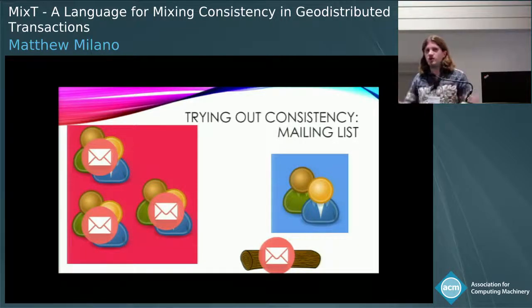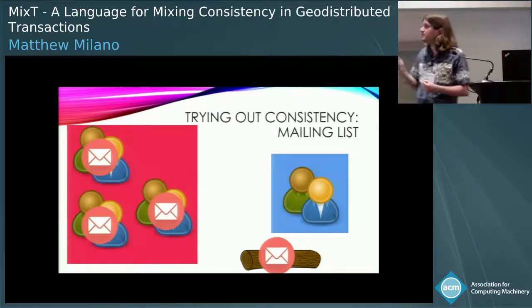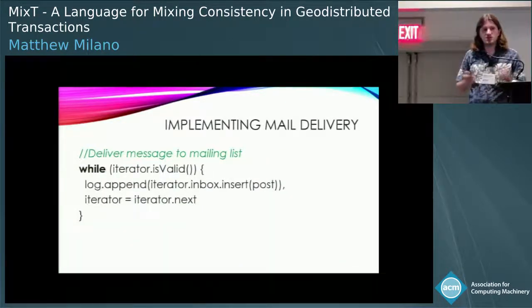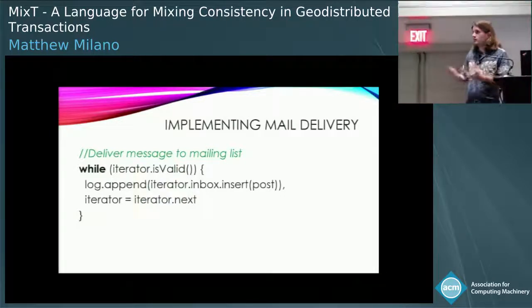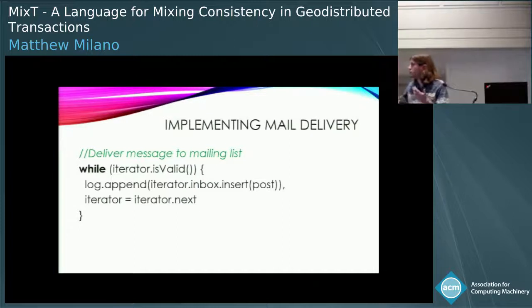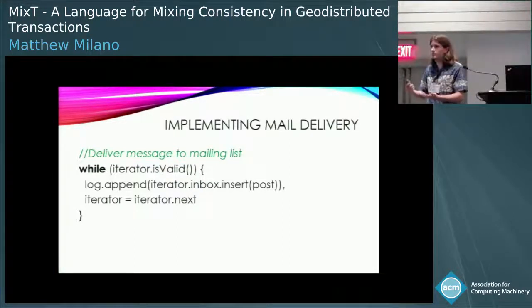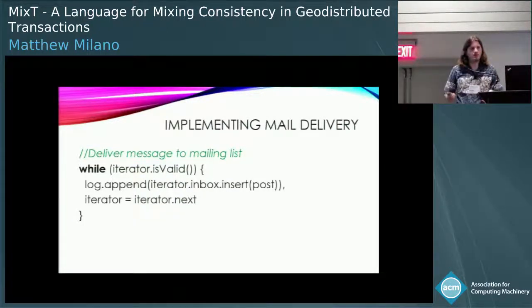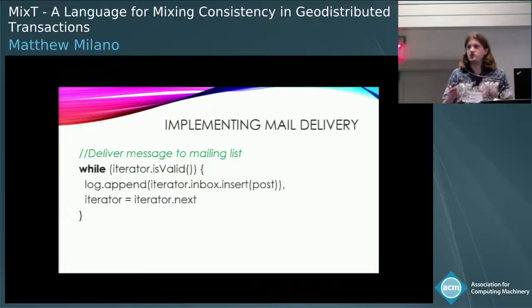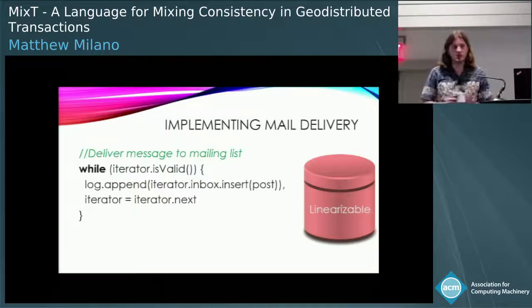So using our very strong consistent transactions, let's implement mail delivery for this example. You could imagine this simple while loop. Here, assuming we have an iterator that goes through the members of our group, all that we do is for every inbox, we insert a post, so every user gets our post, and then we log the fact that we've done that. Exactly what we needed to do. And we're going to use a linearizable database with strong transactions for this. Linearizability is a really strong and simple to reason about consistency model.